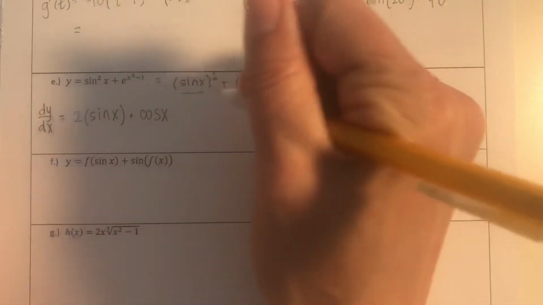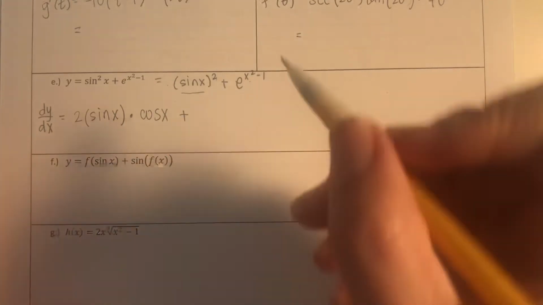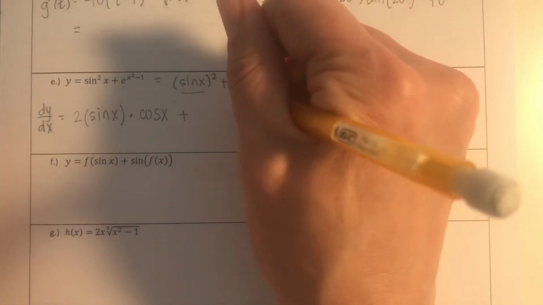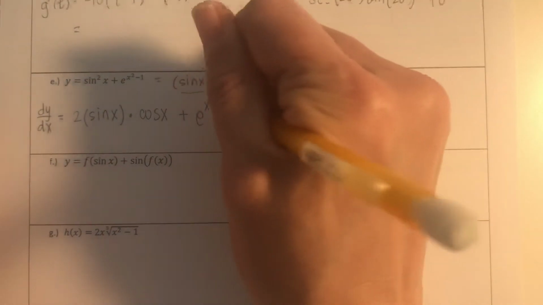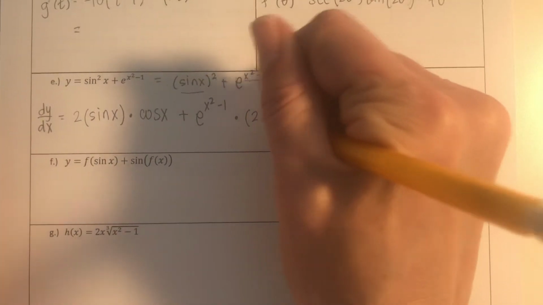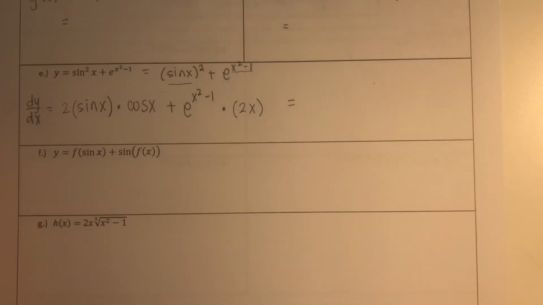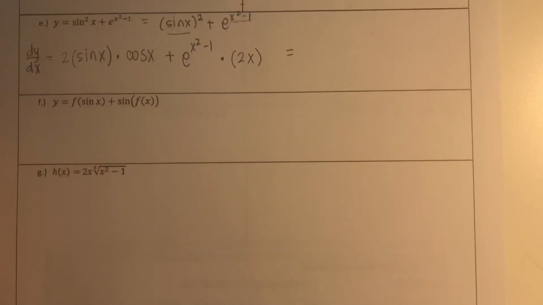of x, plus we have e to the x squared minus 1. That x squared minus 1 is our inside function. So taking the derivative of e, it's just e, leaving the inside function the same, times the derivative of the inside function, which is 2x. From here, you guys can clean this up. Check on Canvas. There's a couple different ways to write your answer and still be okay.